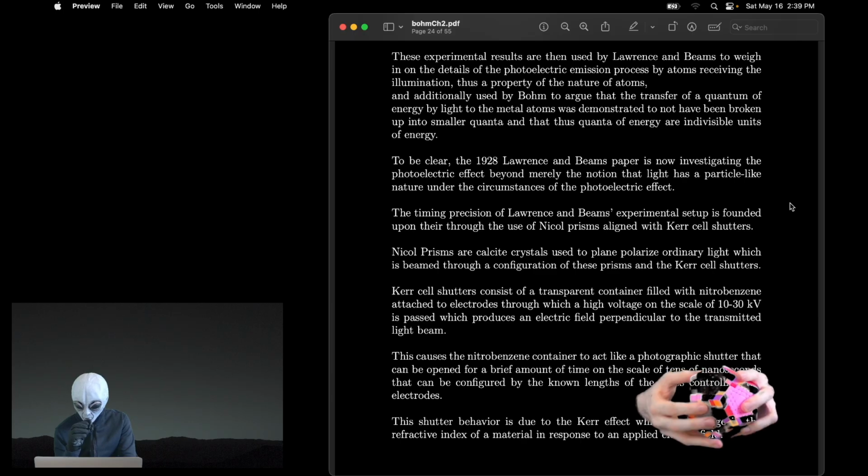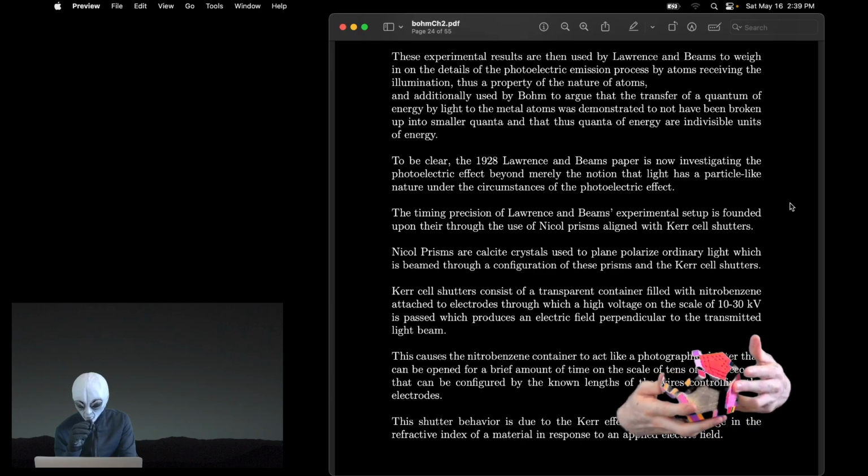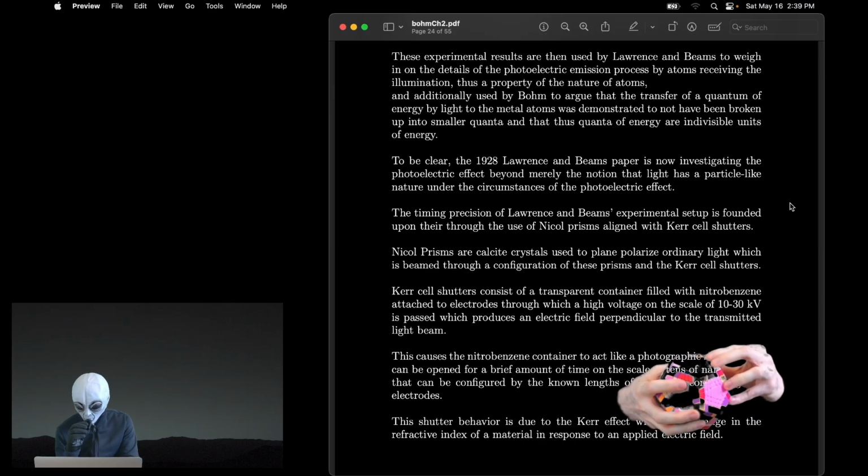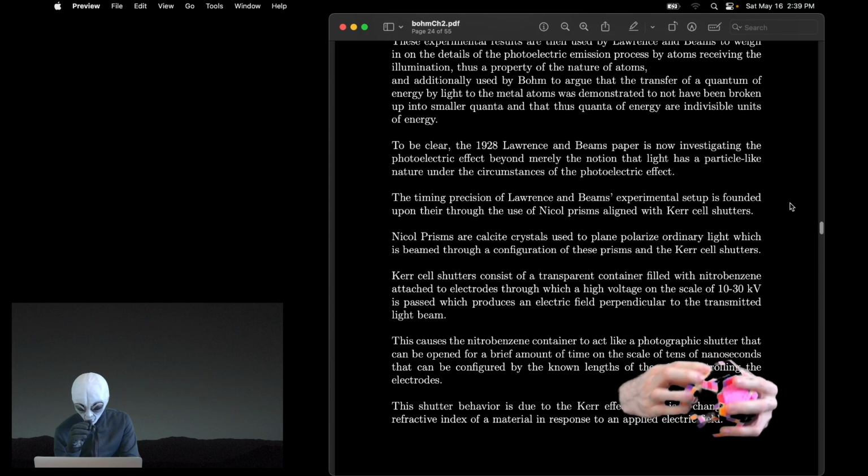Thus, a property of the nature of atoms, and additionally used by Bohm to argue that the transfer of a quanta of energy by light to the metal atoms was demonstrated to not have been broken up into smaller quanta, and that thus quanta of energy are indivisible units of energy.